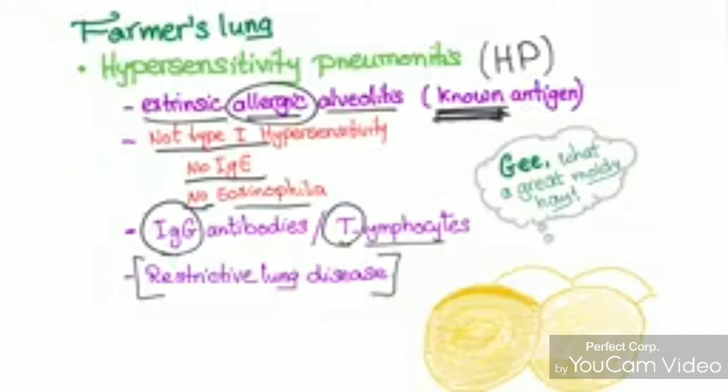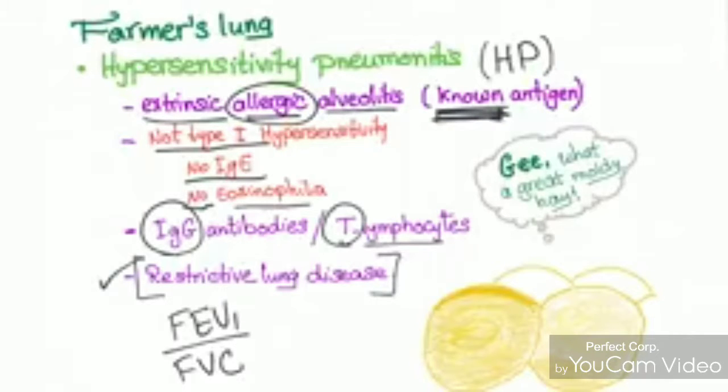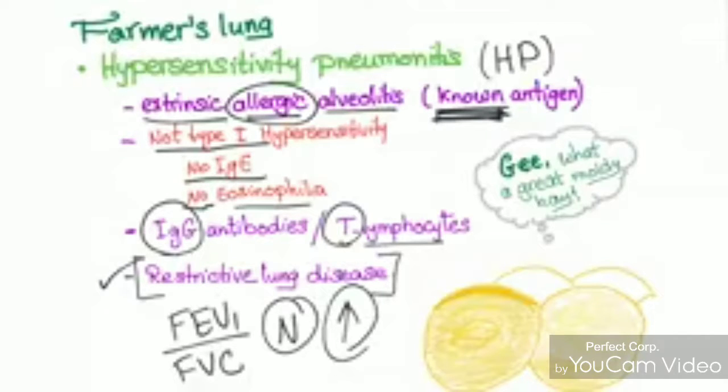So, what do you think about the FEV1/FVC ratio? What do you think? In restrictive lung disease this ratio will be normal or high. However, in obstructive disease it's low. What a great moldy hay.